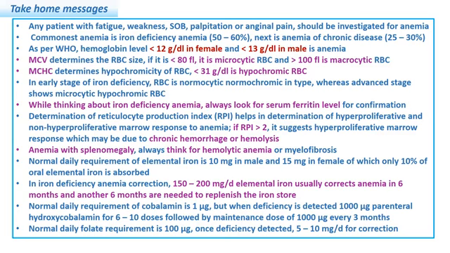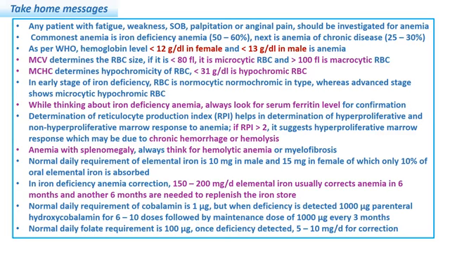Determination of the reticulocyte production index helps in determination of the hyperproliferative and non-hyperproliferative marrow response to anemia. If RPI is more than 2, it suggests hyperproliferative, high response, which may be due to chronic hemorrhage or hemolysis. Anemia with splenomegaly, always think of hemolytic anemia and myelofibrosis.